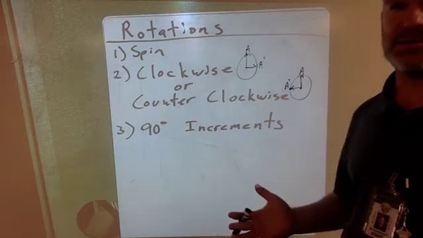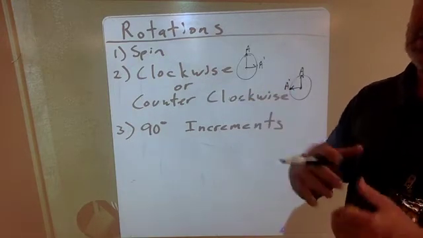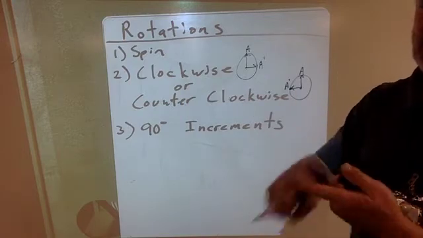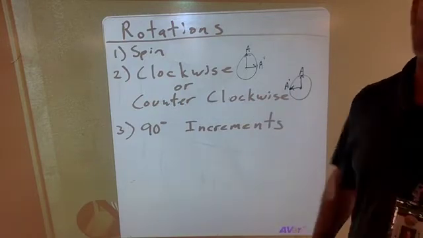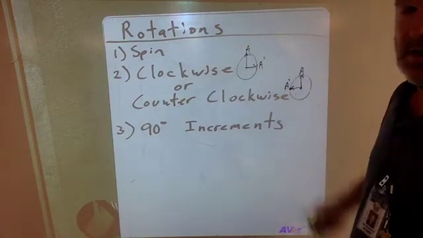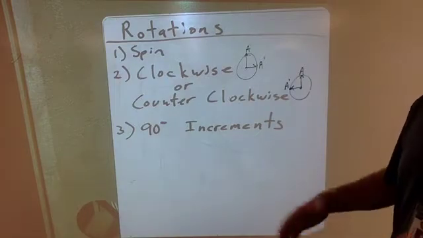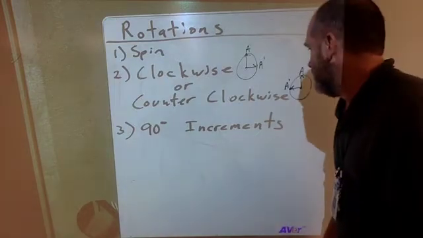That means we could also spin it 180 degrees. An increment means multiples of something. So at 90 degrees, 180 degrees, 270, 360. If you spin 360, you're all the way back to where you started. So a rotation of 360 degrees just puts you right back where you started. It's like you didn't even move at all.